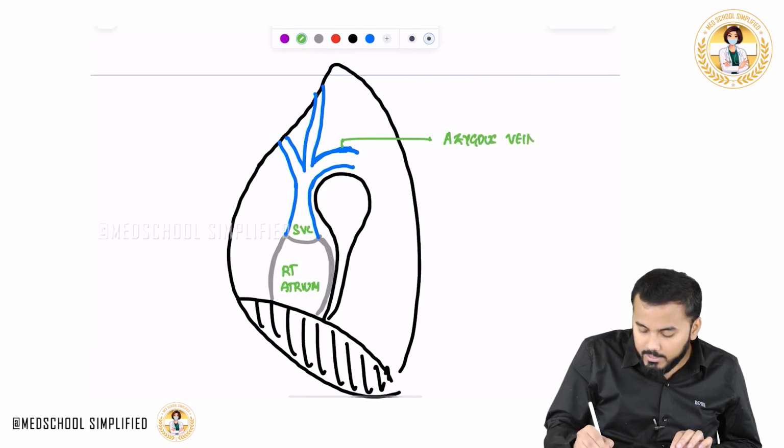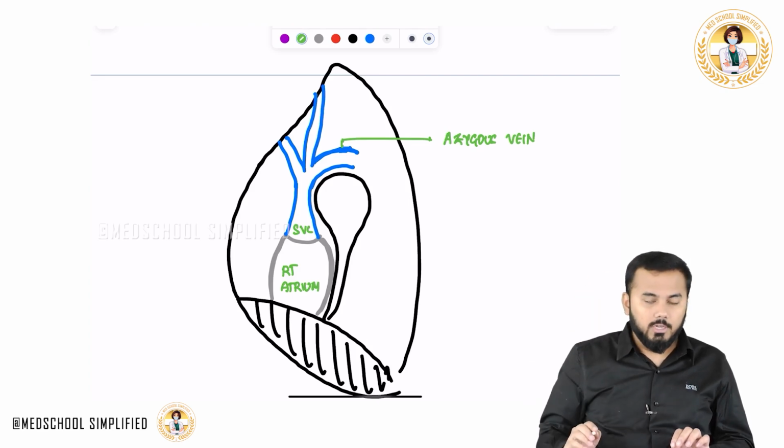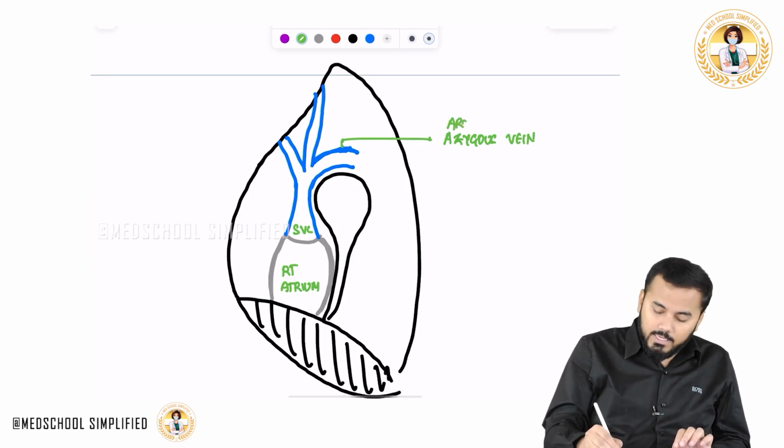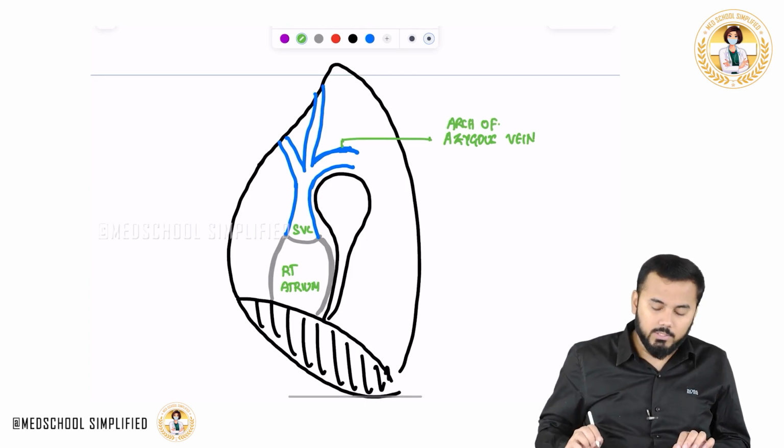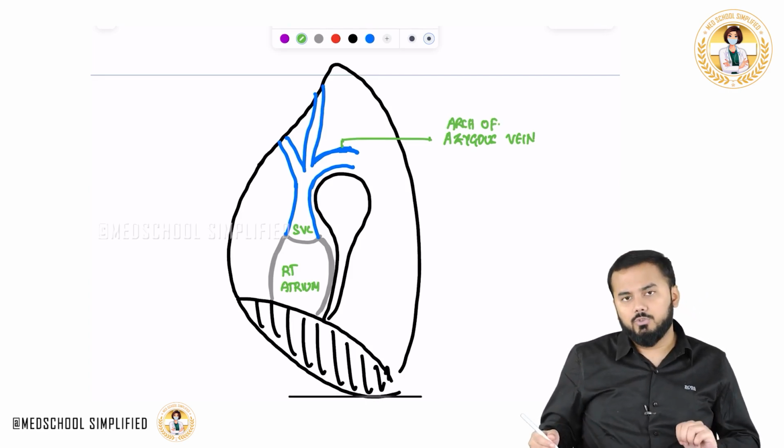Azygos vein. Now tell me, this azygos vein is in the form of an arch. So can I write it as arch of azygos vein? Arch of azygos vein. Okay, so this is a structure which you need to remember.